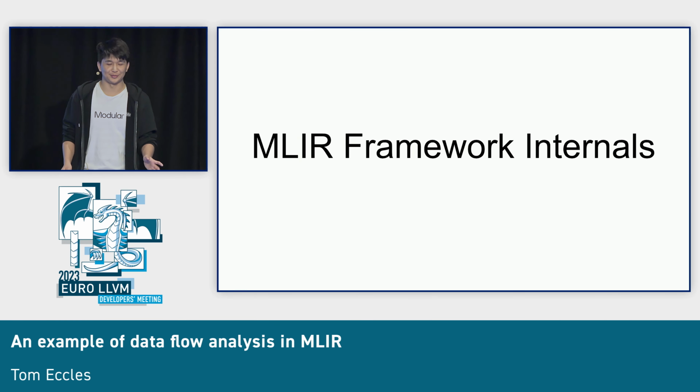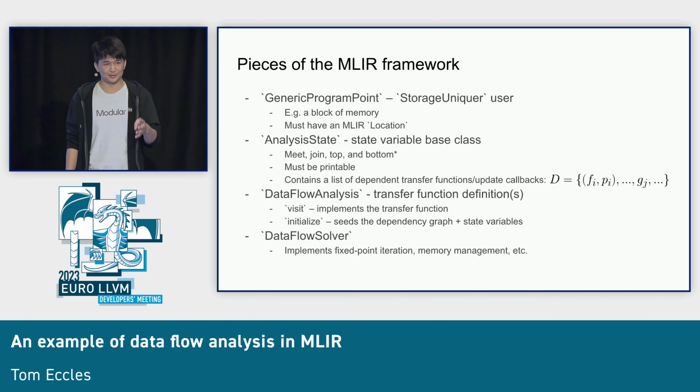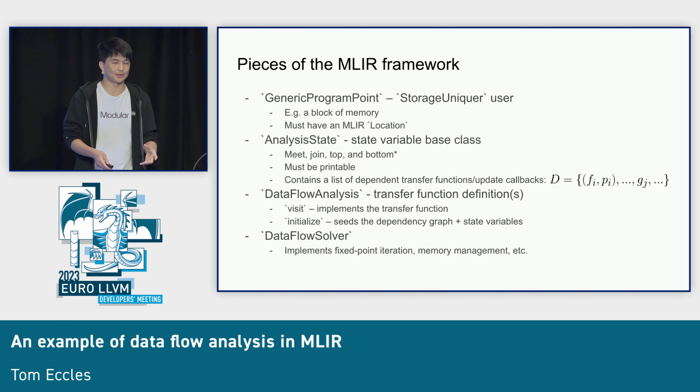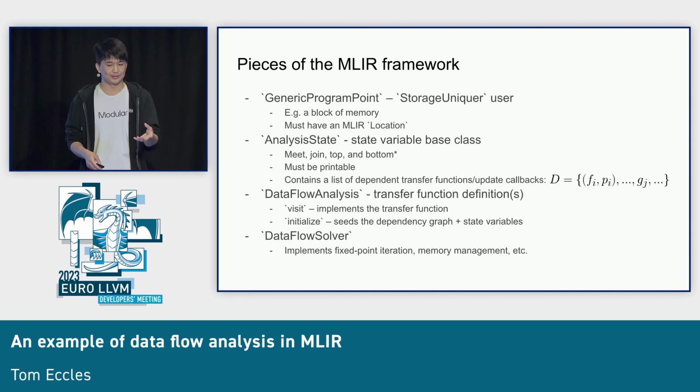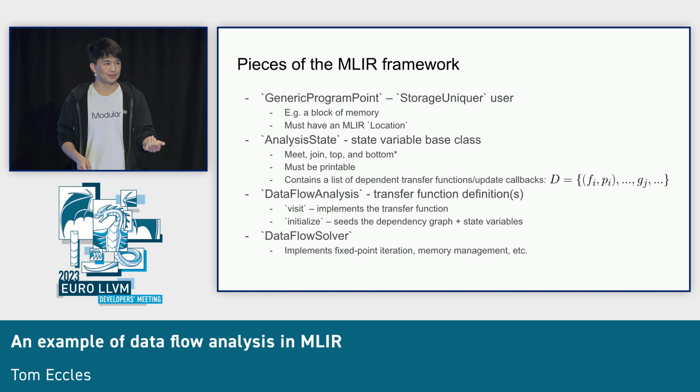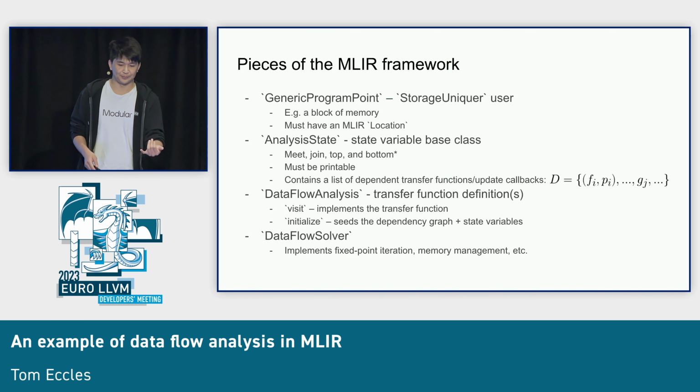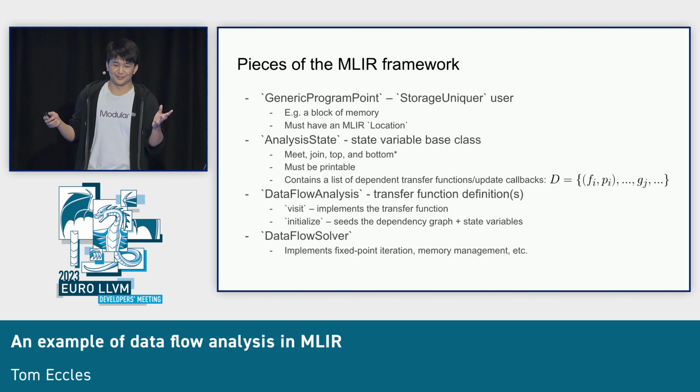So let's dive into the internals of the framework. There's 4 components, 3 of which represent the extension points. There's a generic program point, which is a storage uniquer user, and for people familiar with the MLIR ins and outs, a storage uniquer is how attributes are implemented, how types are implemented, and locations. They provide hashing and uniquing, and you just get a pointer to something. So a generic program point is a storage uniquer user. Say, oh, I have a control flow edge. Now you have a unique identifier to this control flow edge in the entire program. We also require that all program points have a location so that we can debug it.